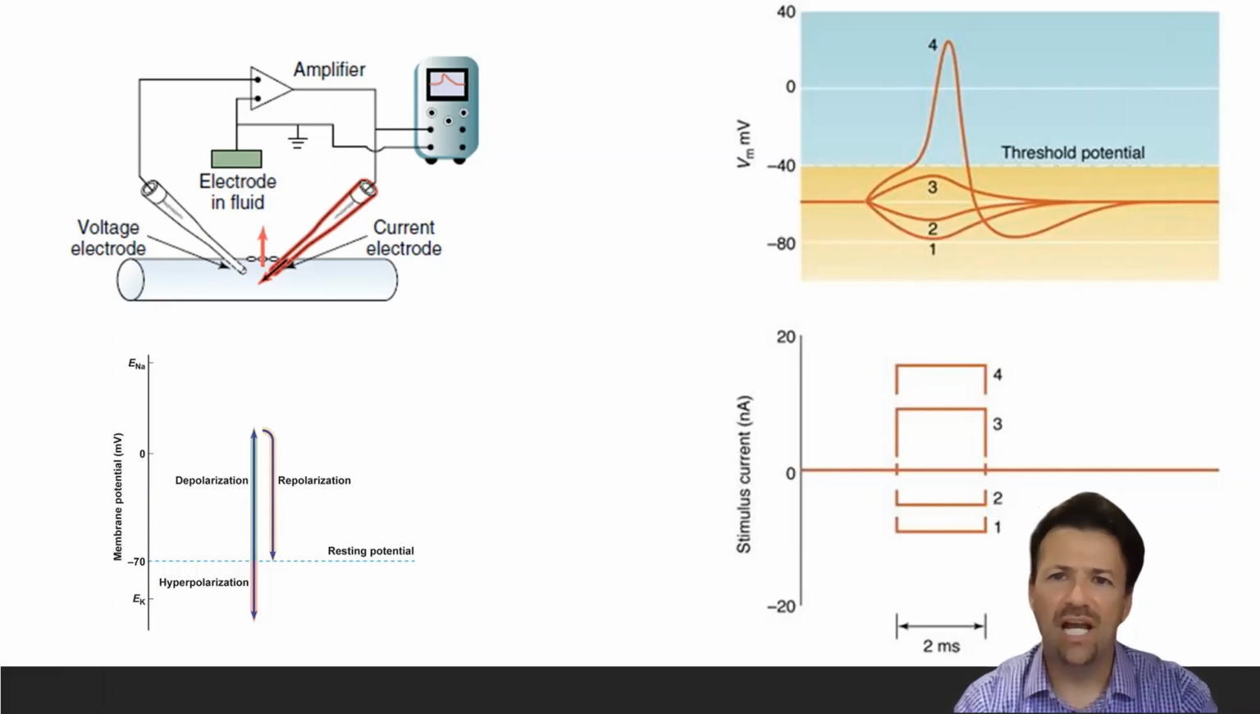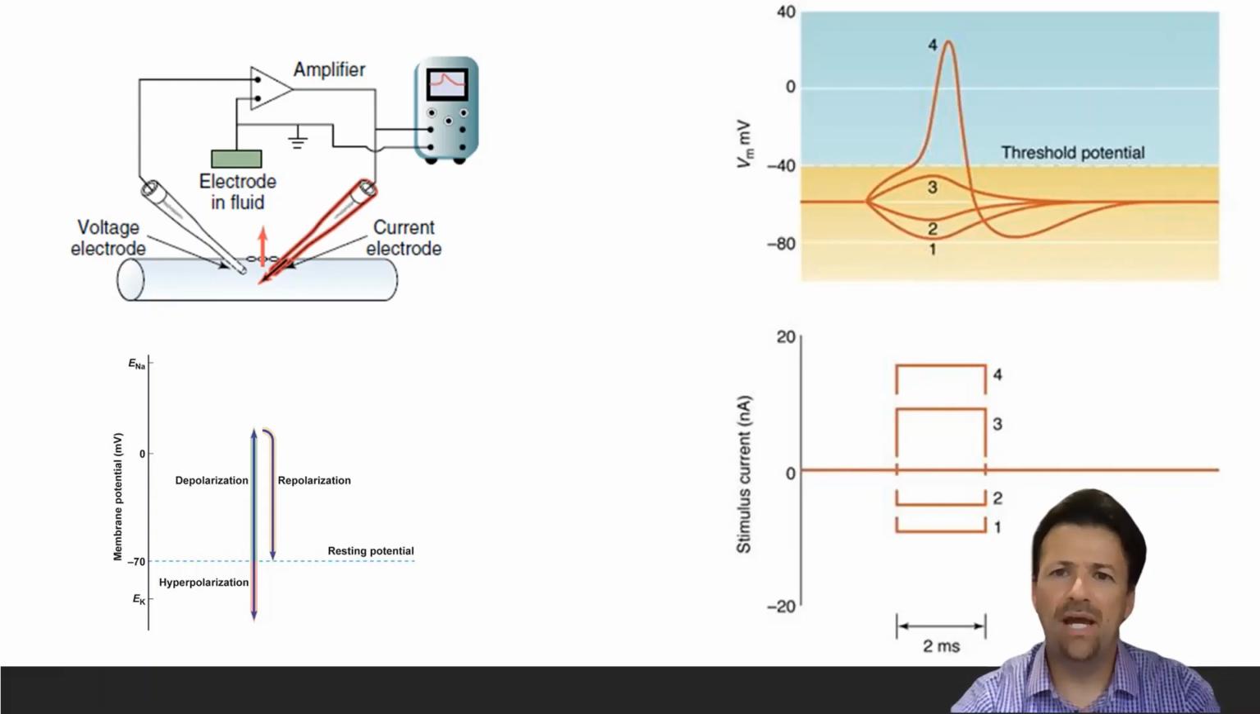Example 4 is actually an action potential. And one of the things you notice is an action potential only moves in one direction, up. Action potentials are always depolarizing. The other thing you should notice about these local potentials is, depending upon the size of the current, it changes the size of the local potential.